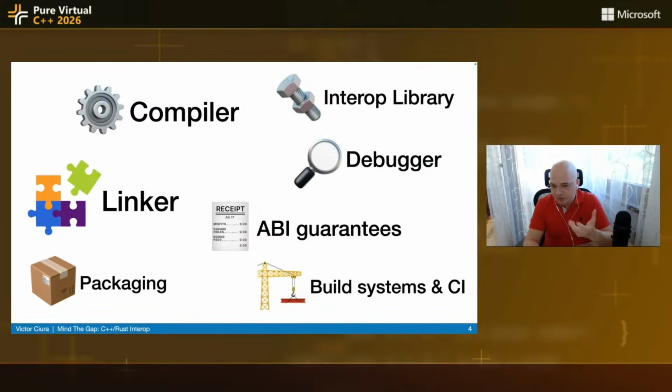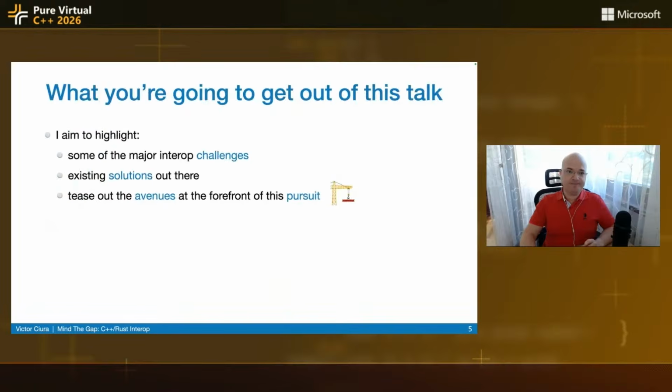You have to think about ABI guarantees. You have to think about debuggability of these hybrid projects. You have to think about packaging and deployment and build systems and how we integrate these things together so they have a smooth, coherent experience. So all these pieces matter. I'm going to try to see how much we can cover today. We have just a short time together on this topic, but there's much more, and I can tease out more things you can look at.